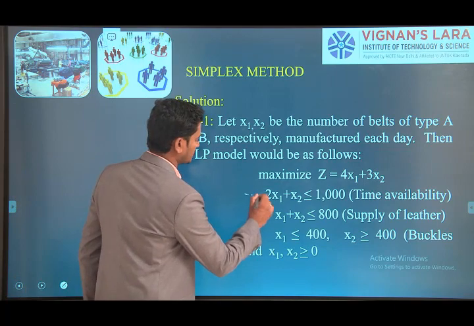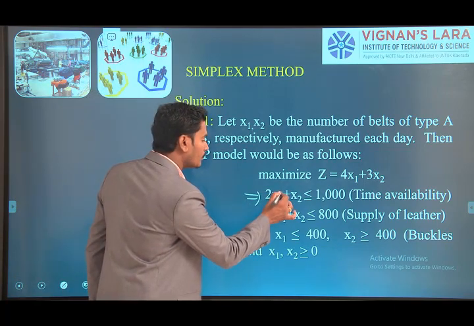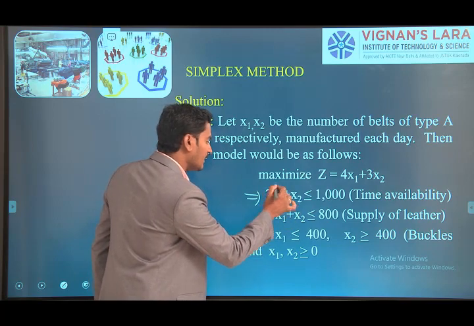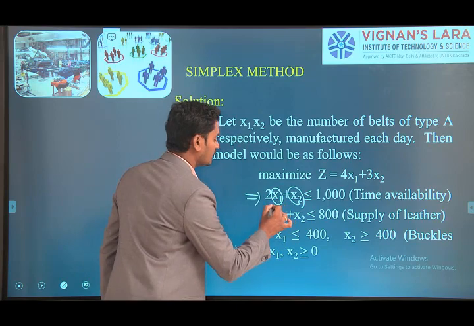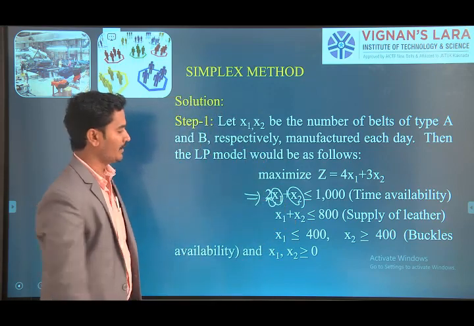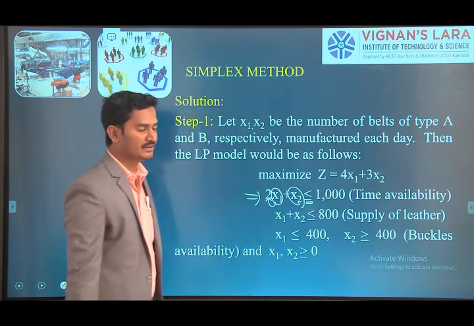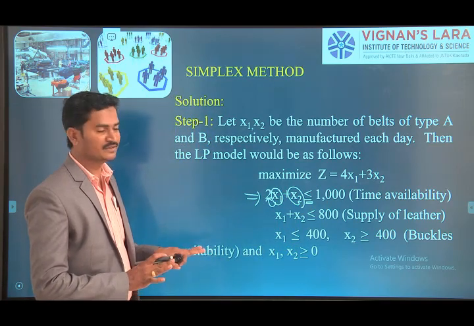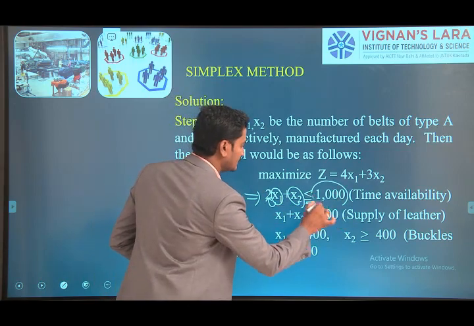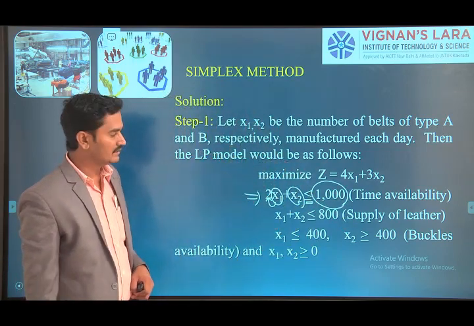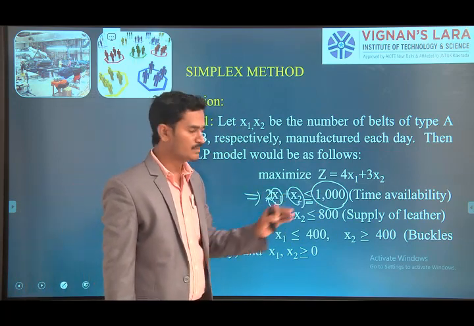Coming to the first constraint, time availability. Belt A requires twice the time of belt B. That's why we are taking 2 here: 2x1 plus x2. Per day it is available, already given. It is a constant, less than or equal to 1000. It does not exceed the maximum time given, 1000 belts.